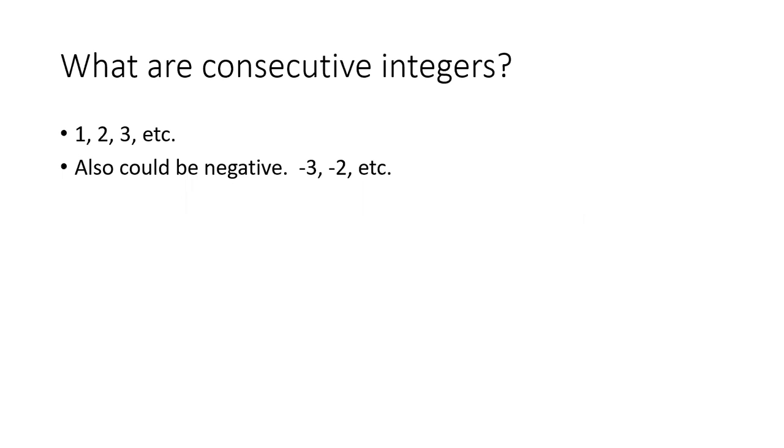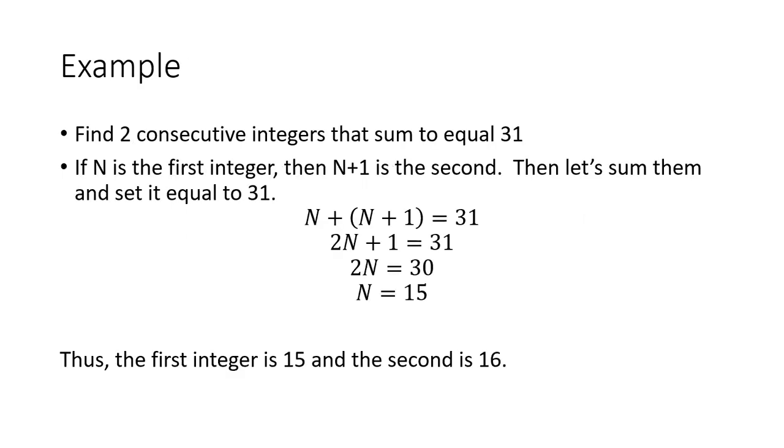1, 2, 3 are consecutive, and so on. It's a number right next to another number. It could be negative, so -3, -2, -1 can be consecutive integers also. So let's look at an example. Find two consecutive integers that sum to 31.